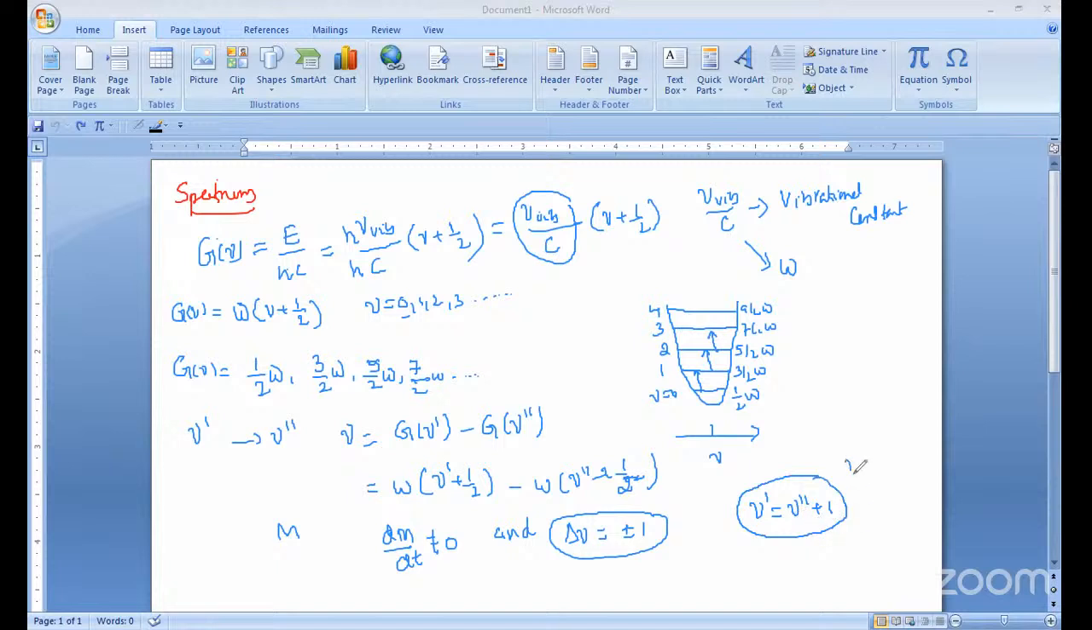Since we know that v' is greater than v'', because v' we call the upper energy level and v'' the lower level, automatically it will always be v' greater than v''. And the spacing between the vibrational levels is considerably larger than the spacing between the rotational levels of a molecule. As we have seen already for rotational levels, generally the vibrational spacing is larger than the rotational spacing.